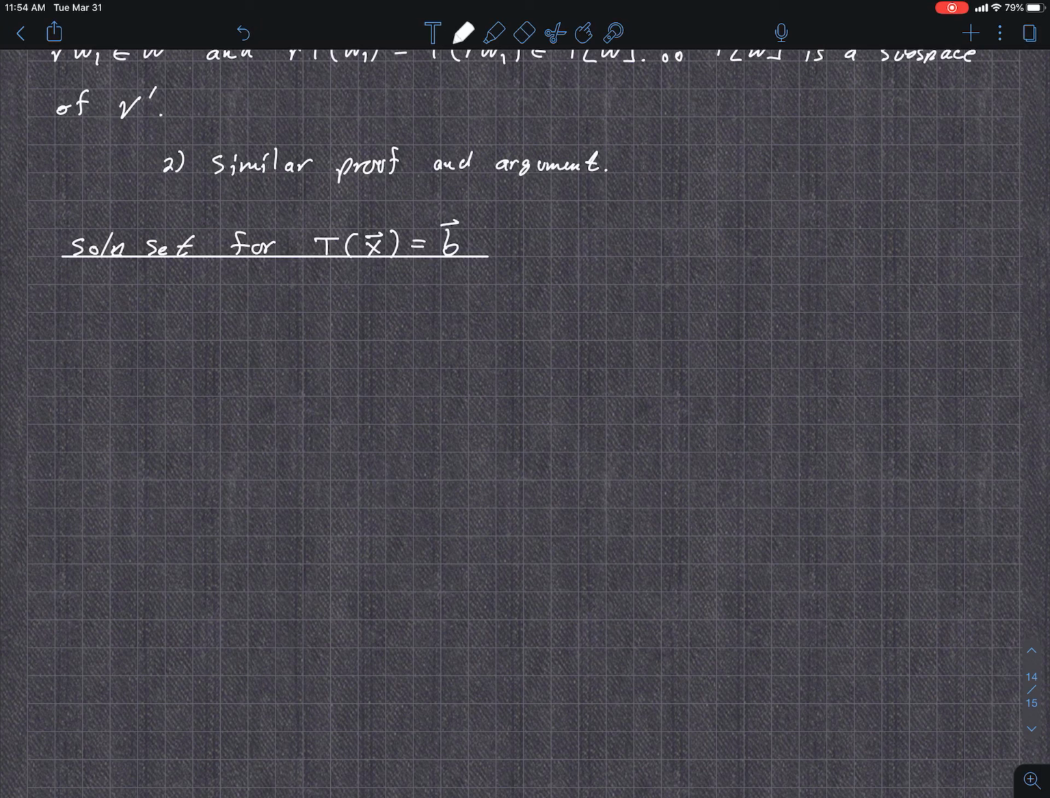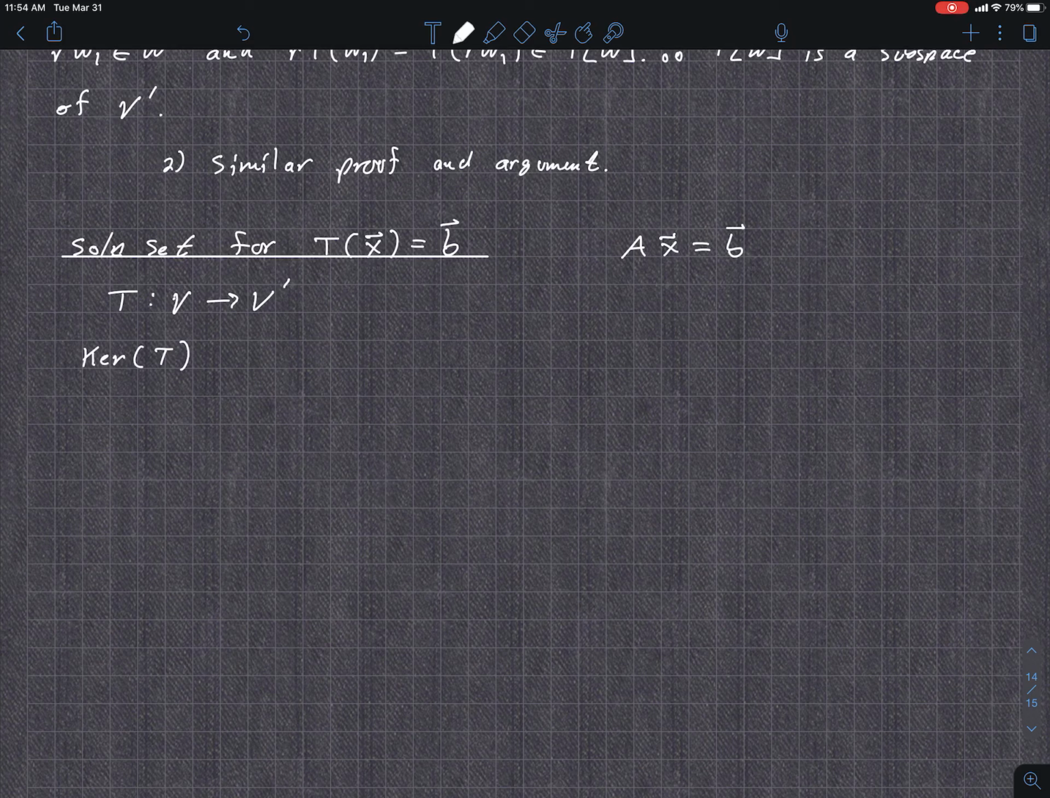Now let's look at the solution set for T of x equal to b. And it's going to mirror the same concept and solution set for Ax equal to b. So we have first a transformation T that goes from a vector space V to V prime. Let's assume that.